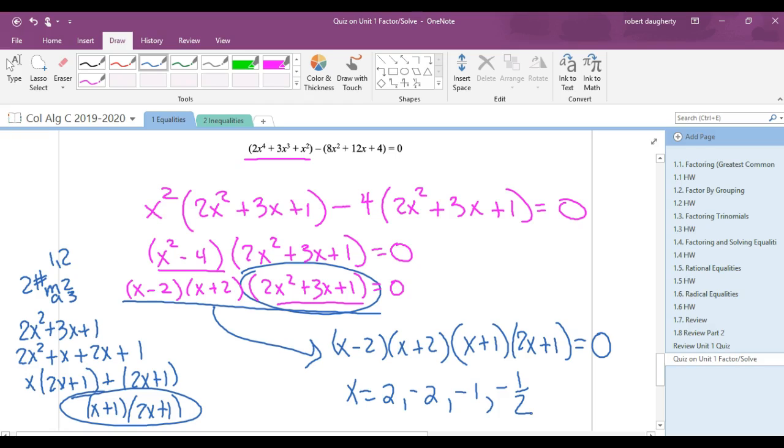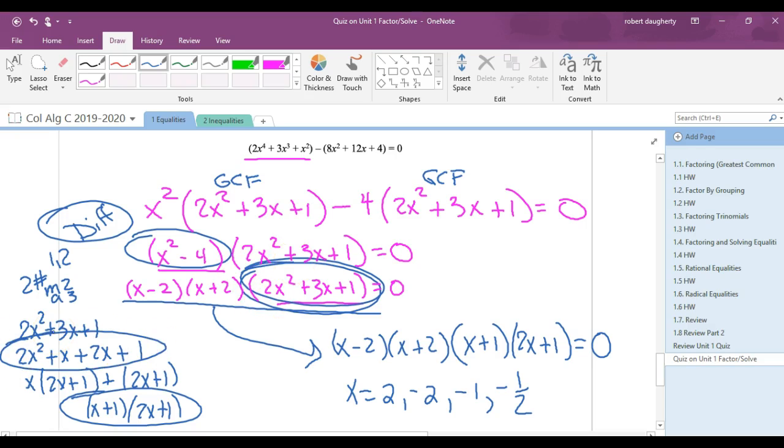So this is a tough one. But the key was, what did this thing do? For the first step, I had to use GCF. Then this was the difference of squares. This is factoring a quadratic, and this is grouping. It used every factoring method that we have. So pretty complicated, but an illustration of all the different factoring methods. Okay?